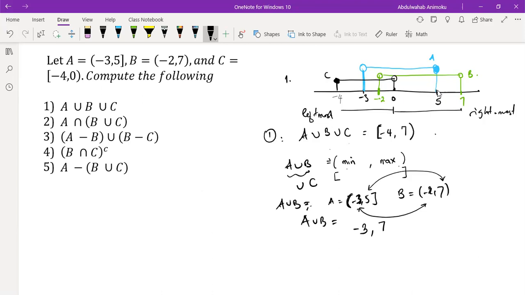And we have to now accompany this with the boundary that comes with the minimum. So the minimum is -3, it comes with what? Open. And the maximum is 7, it comes with also open. So that is A union B, okay?